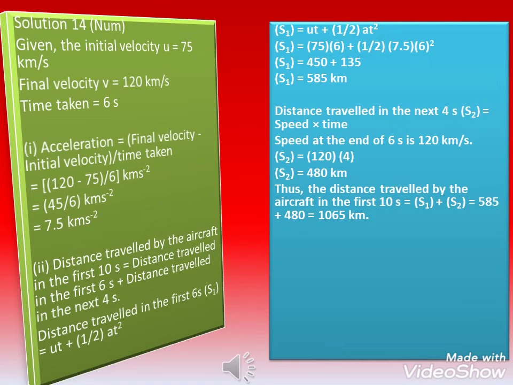And distance travelled in the next 4 seconds, take it as S2. That is speed into time, we will get 480 km. Thus, the distance travelled by the aircraft in the first 10 seconds is equal to S1 plus S2, which is equal to 585 plus 480, which is equal to 1065 km.